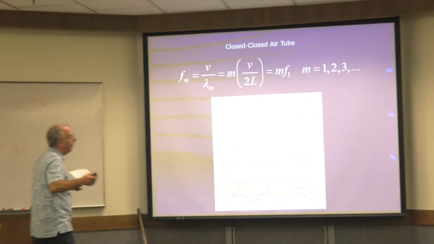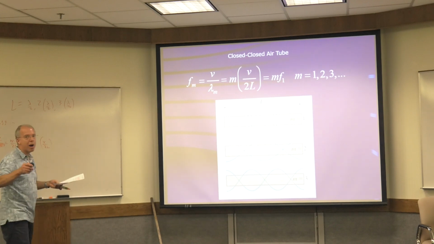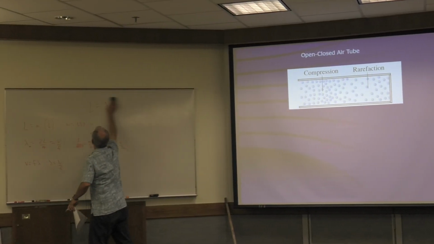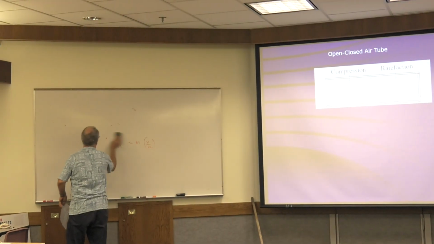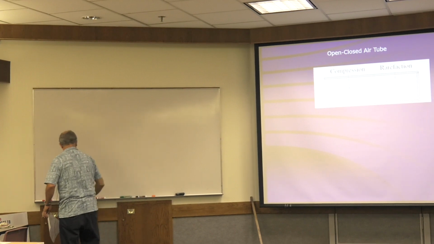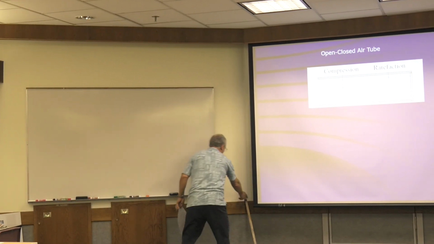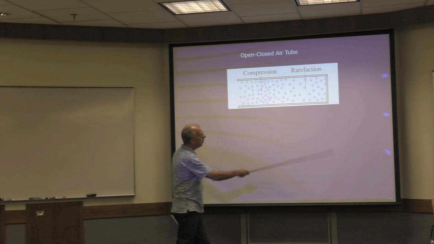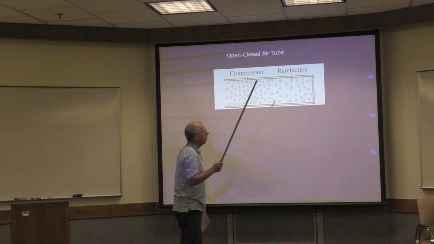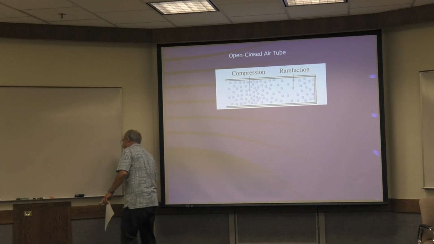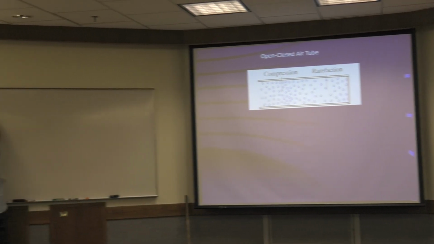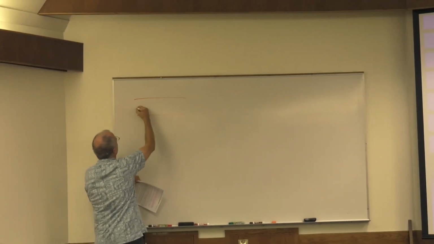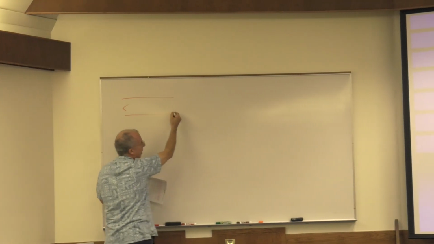Okay, all right. So that's closed, closed. Now let's do the hard one. Let's do the hard one, open, closed. All right. What is the pressure here? Atmospheric, so it's a pressure node. What is the pressure here? Well, it goes between min and max. So it's a pressure antinode, right? So let's do it. So you want this to be a pressure node, right? You want this to be a pressure antinode.